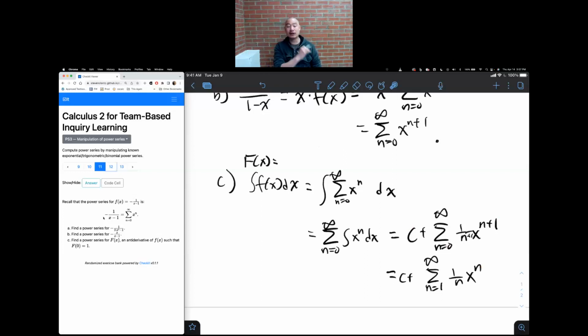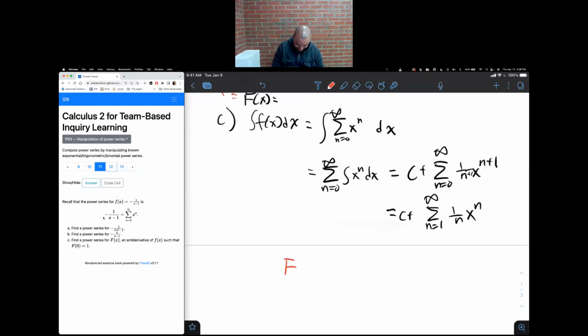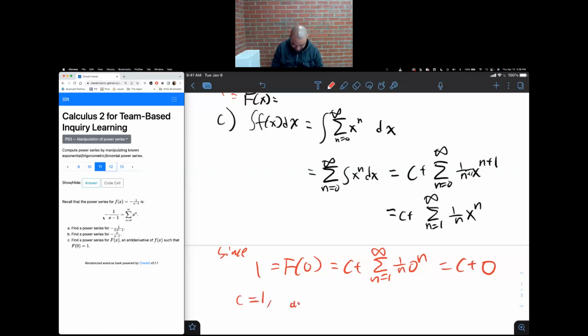Now, from here, I know that I'm looking for a specific c such that when I evaluate F at 0, that's equal to 1. So we should note that since F of 0 on the one hand is 1, on the other hand it's c plus the sum n equals 1 through infinity of 1 over n, 0 to the n, which is c plus 0, we have that c is 1 and F of x is 1 plus the sum n equals 1 to infinity 1 over n x to the n.